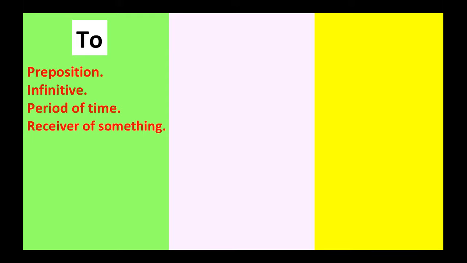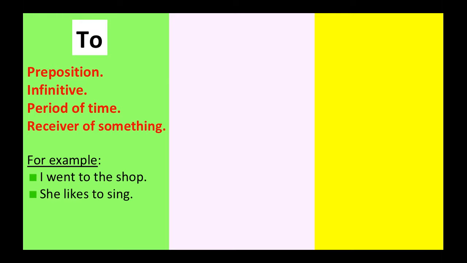Now let's have a look at some examples. I went to the shop. In this example, to is used as a preposition because I'm telling you the direction I went in. She likes to sing. In this example, we have two verbs. The first is likes, and the second verb is in its infinitive form, to sing. She likes to sing.